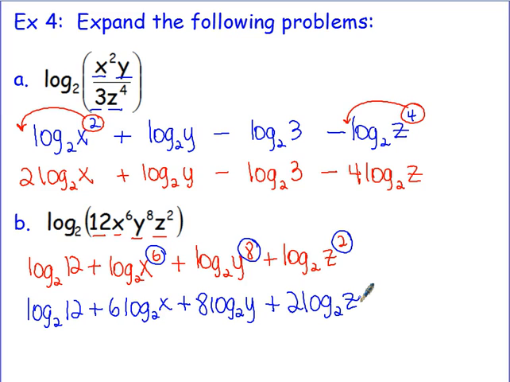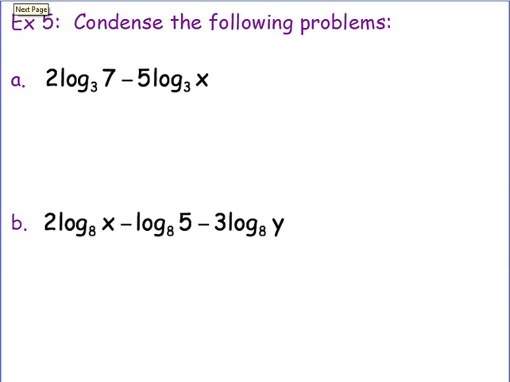The third kind of problem is these new directions. We are now condensing. So you see many logs. We see 2 logs here, we see 3 logs here. We're going to put them all back together, and the goal is to have 1 log.